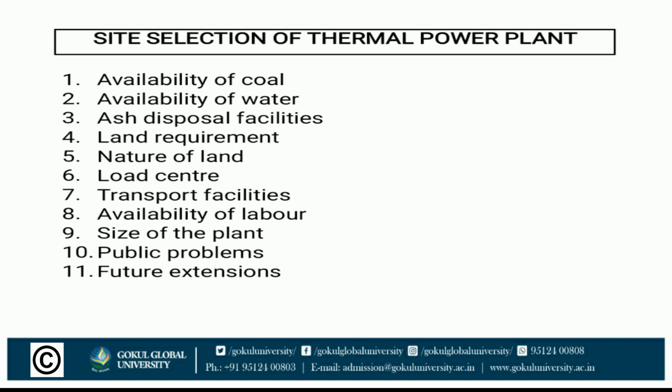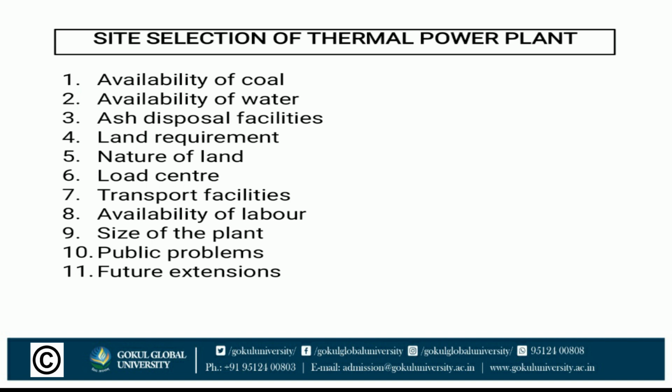Fourth one, land requirement. Land is required not only for setting up the plant but for other purposes such as staff colony, coal storage, ash disposal, etc. For a 100 megawatt plant, the land requirement may be 300 to 500 acres. As the cost of land adds up to the final cost of the plant, it should be available at a reasonable price. Land should also be available for future extension.